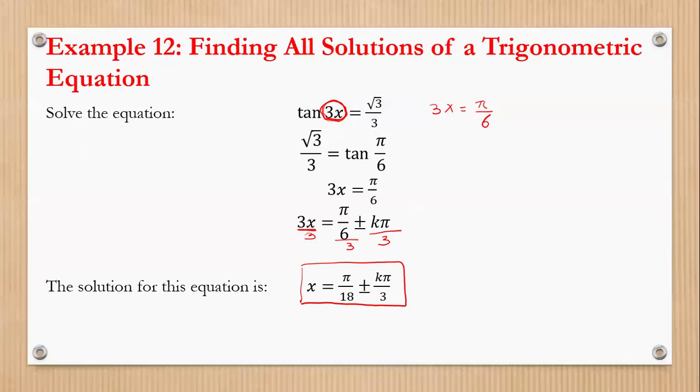And since this question didn't mention to just find angles from 0 to 2 pi, we need all solutions. We need to just write with k pi or n pi.